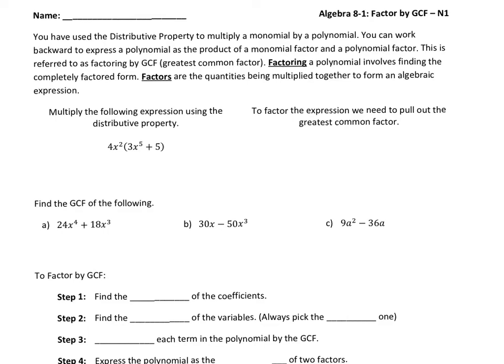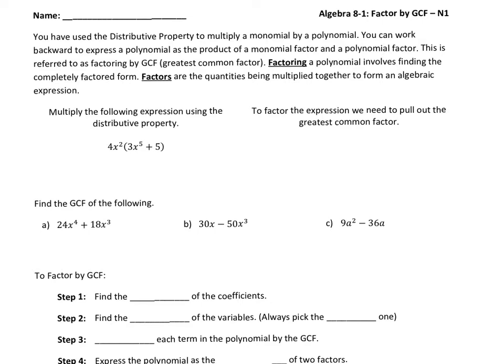Algebra Unit 8, Lesson 1, Factor by GCF, Notes, Video 1. You have used the distributive property to multiply a monomial by a polynomial, so a one-termed piece by a several-termed piece. You can work backwards now to express a polynomial as the product of a monomial factor and a polynomial factor. This is referred to as factoring by GCF, or back from 6th grade, greatest common factor.